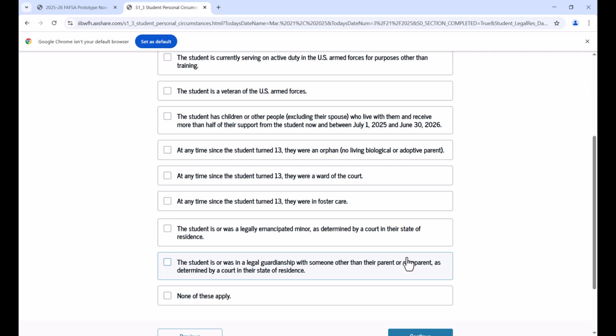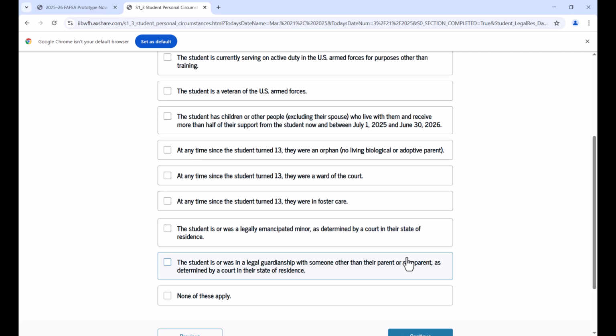It is important to understand that this is asking about legal guardianship and not legal custody. Legal guardianship and legal custody are two totally different things. So just know, if you as the student select yes to this question, you must have the paperwork ready so that you will be able to show that you are in fact or were in fact in legal guardianship at some point.